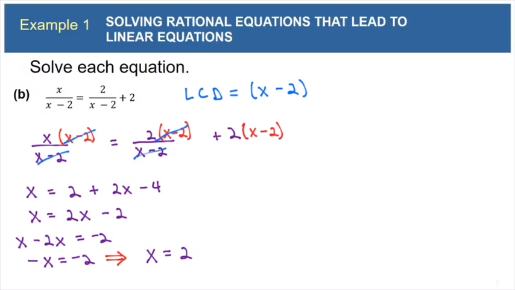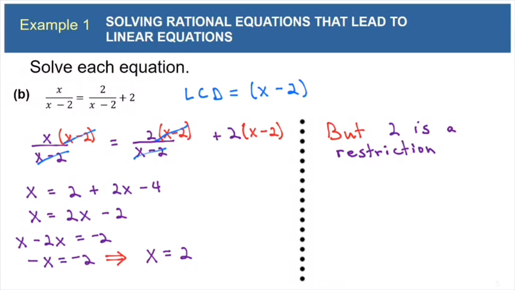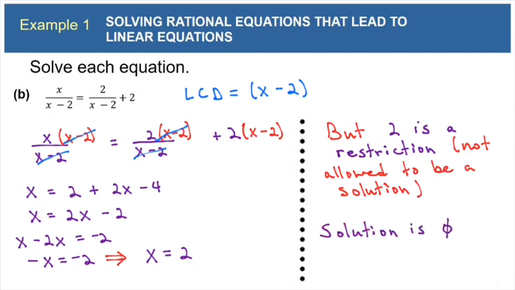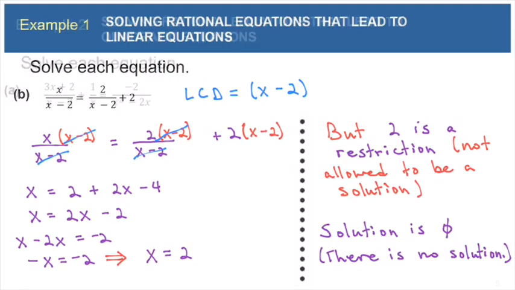But before you decide that 2 is the answer, you need to look back at the original equation and determine whether 2 is a restriction. And you can see here that yes, 2 is a restriction, because if you tried to check with the 2, then both denominators here would become 0 and the solution wouldn't truly check. So we're going to need to say that 2 is a restriction, and therefore it's not allowed to be a solution, and therefore we don't have a solution for this equation. So the solution here is empty set, or in other words, there is no solution.